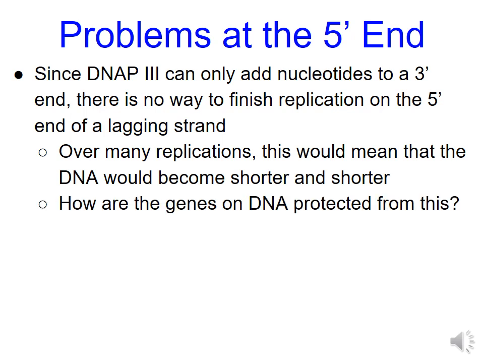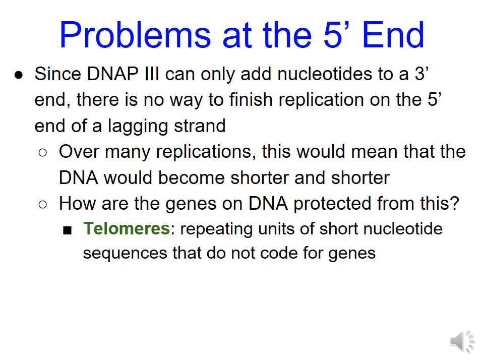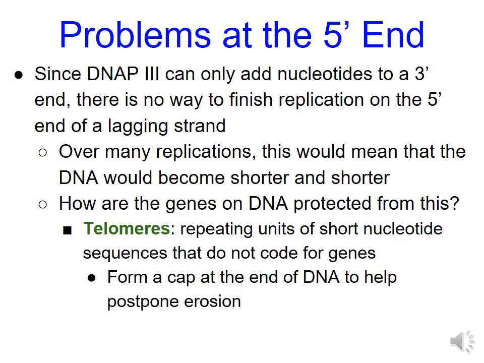So how do we protect the genes on that DNA? So at these ends, we have what we call telomeres, repeating units of short nucleotide sequences. They don't code for anything. They're just there. And so every time we do this, we may lose a little bit, but we have all this extra, so we're not actually losing any critical information. That's the point of the telomeres. So it's kind of like putting a little cap end on the DNA to put off that erosion.